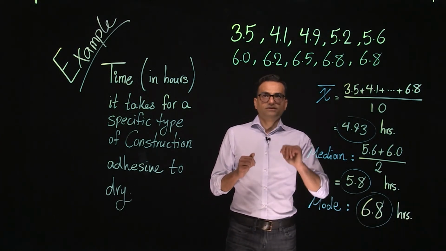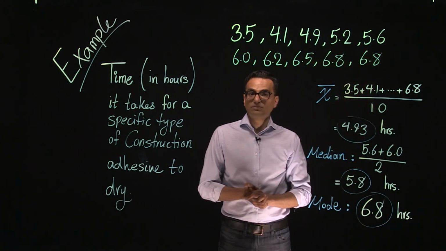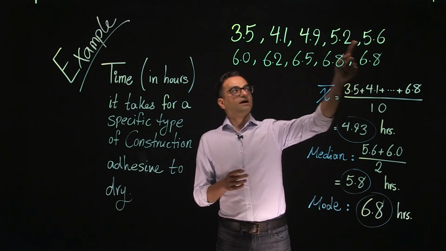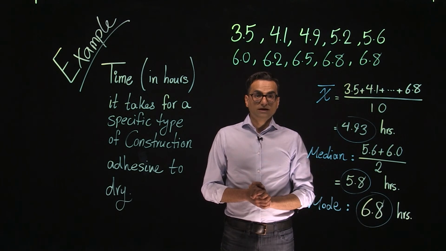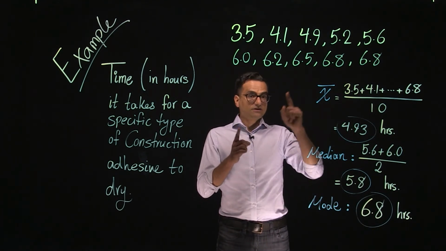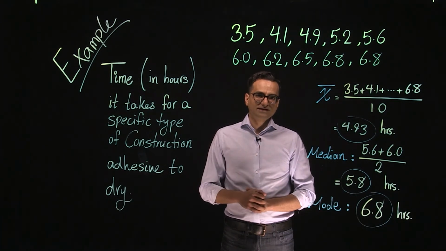All right, so let's go through this. 1, 2, 3, 4, 5. 5.6 is the data point located at the 5th spot. And the one immediately after that, 6.0, is the data point located at the 6th spot. If I take their average, I get 5.8. That's the median for the set.